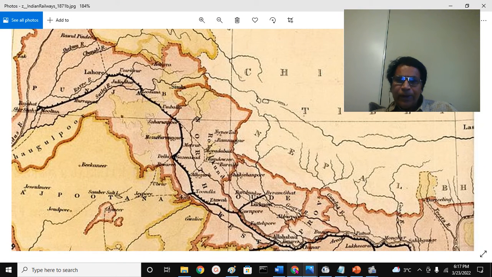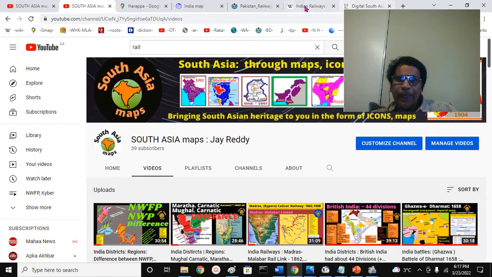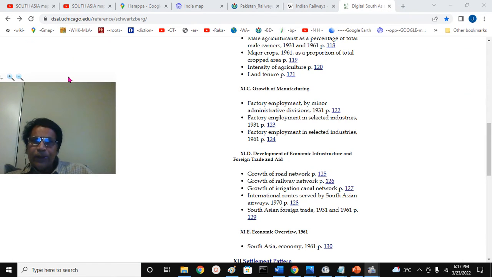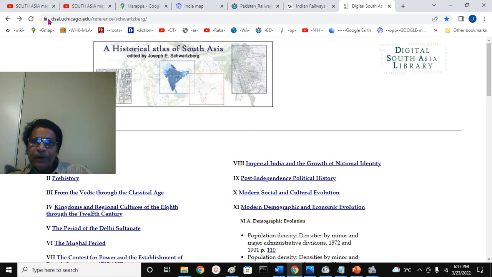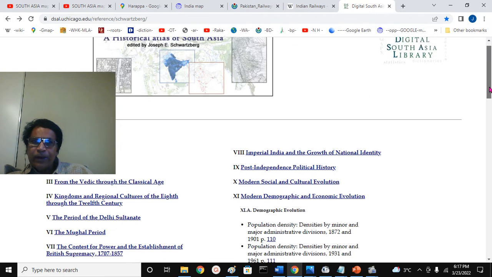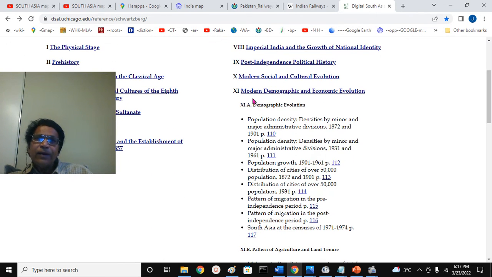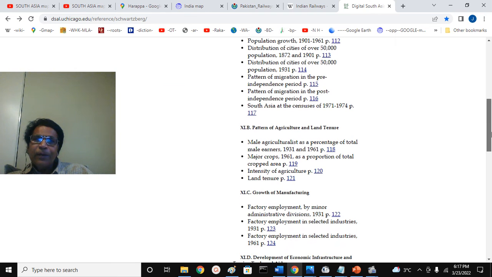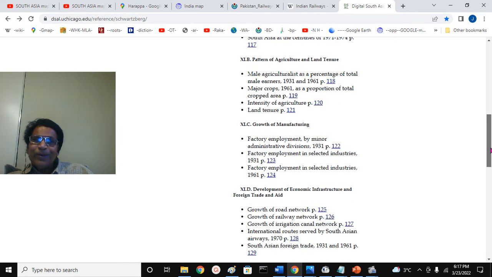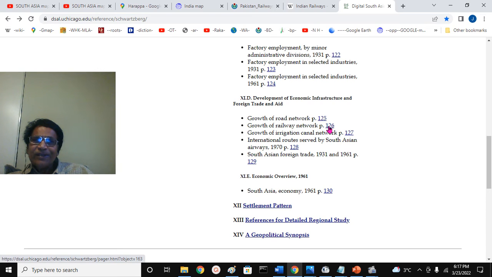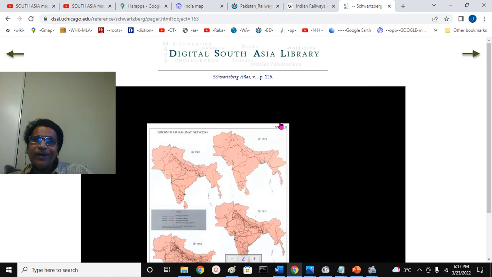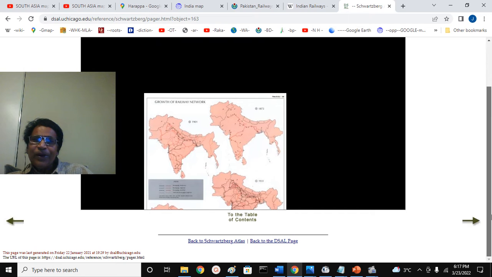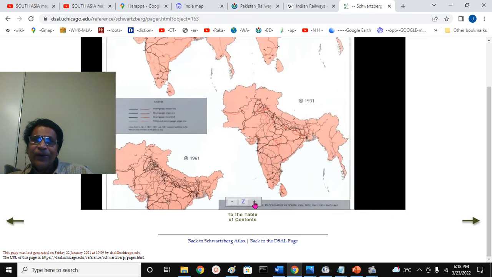So the railway line, if you go to Digital South Asia maps, you can stop here and search for the Historical Atlas of South Asia by Schwartzberg, a very sophisticated atlas. Go for the modern demographic economic revolution. Remember, you retire at 60 and you double that age, around 126, 60, you go to the railway network map. Here we will talk about our presentation, the current presentation.